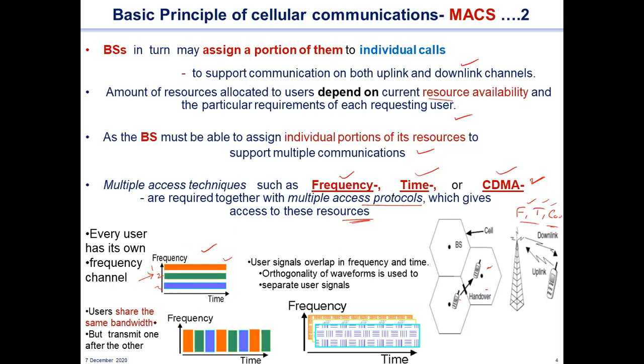This is TDMA. Users share the same bandwidth here, but they transmit one after the other. These are the various time slots, 1, 2, 3. They use the same frequency. And here this is the code frequency. User signals overlap in frequency and time, but orthogonality of the waveforms is used to separate user codes. This is what is known as the CDMA technique. Or a combination of the three also we can use.